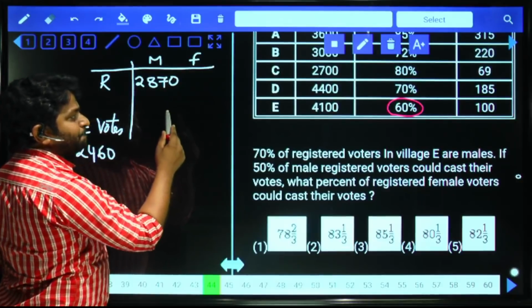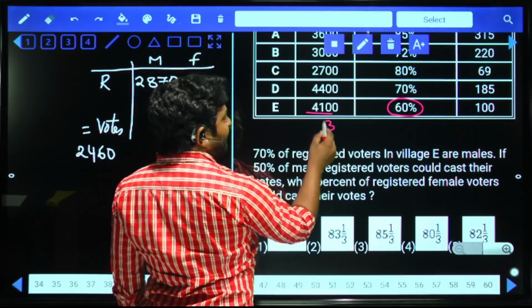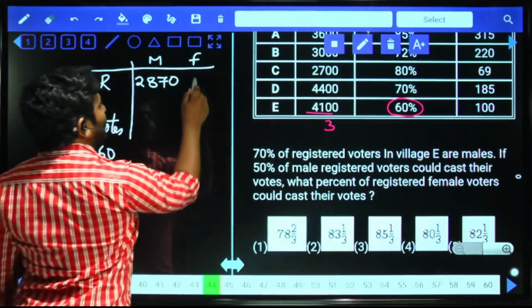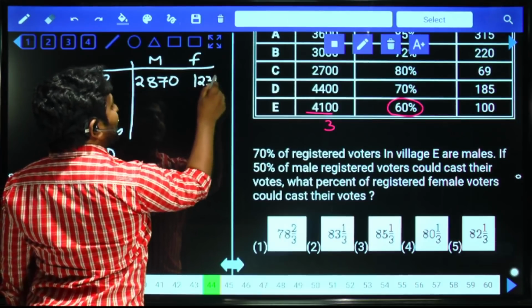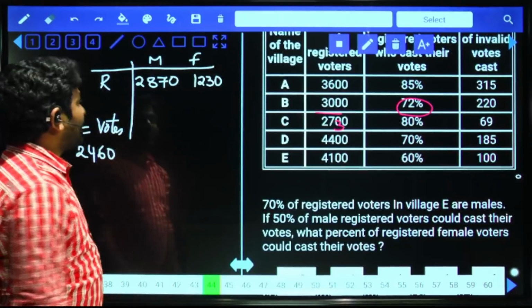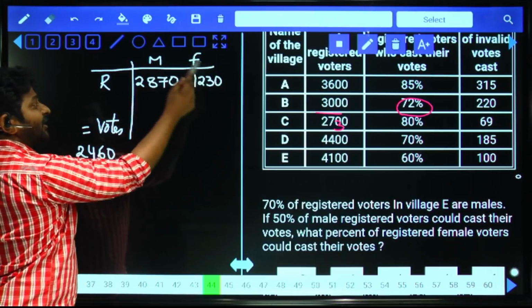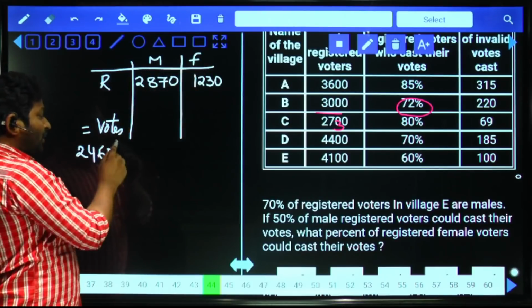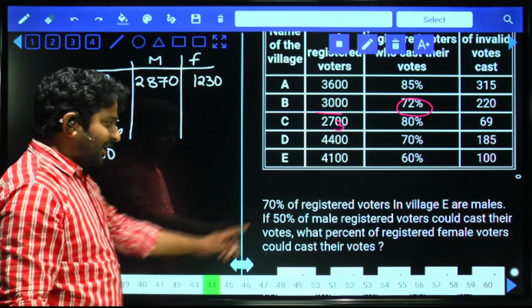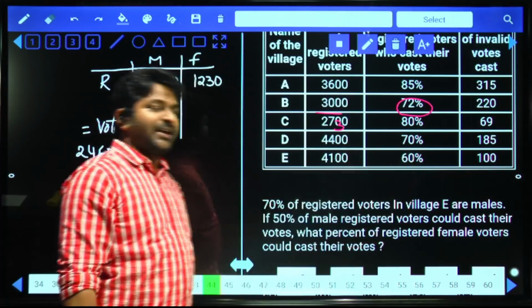Remaining means 30%. We need 410 three times. 41 three times is 123 and then 0. 123 and then 0. Okay. These are the total registered people, out of which is the male and female combination. Now, those who voted are 2,460. And what else did they say here? If 50% of male registered voters could cast their vote. Okay.